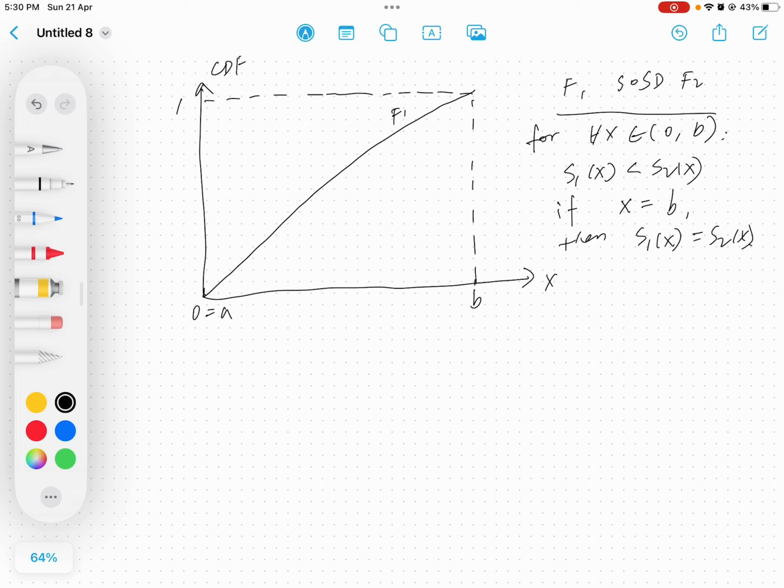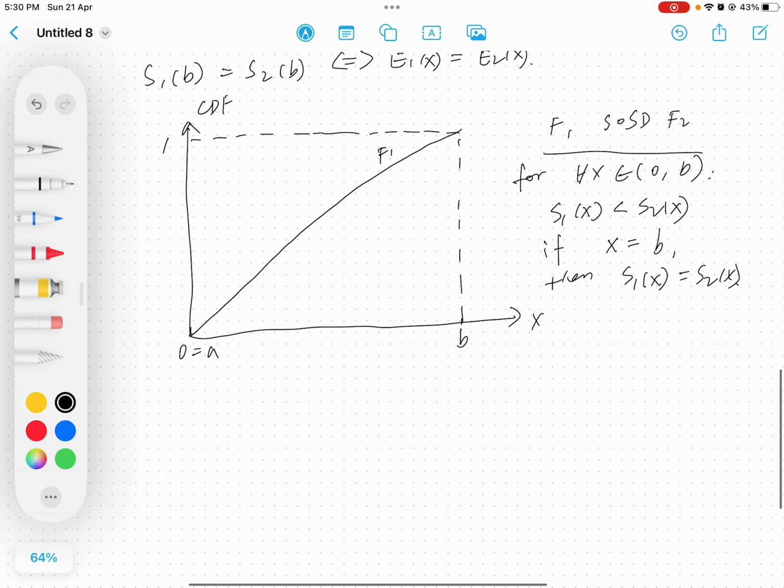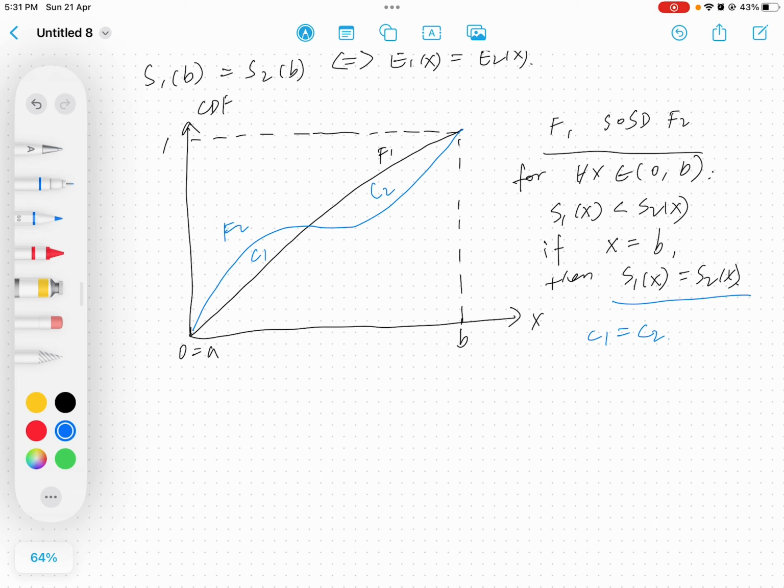Then at the endpoint, where x equals b, those S functions have the same values. So then we can draw F2 as a mean preserving spread of F1 as something like this. This is F2, and we denote the areas between the two distributions as C1 and C2. By this equality here, we know that C1 must be equal to C2. So when x reaches the endpoint, those two S functions have the same areas overall, right? The areas under their CDF curves.